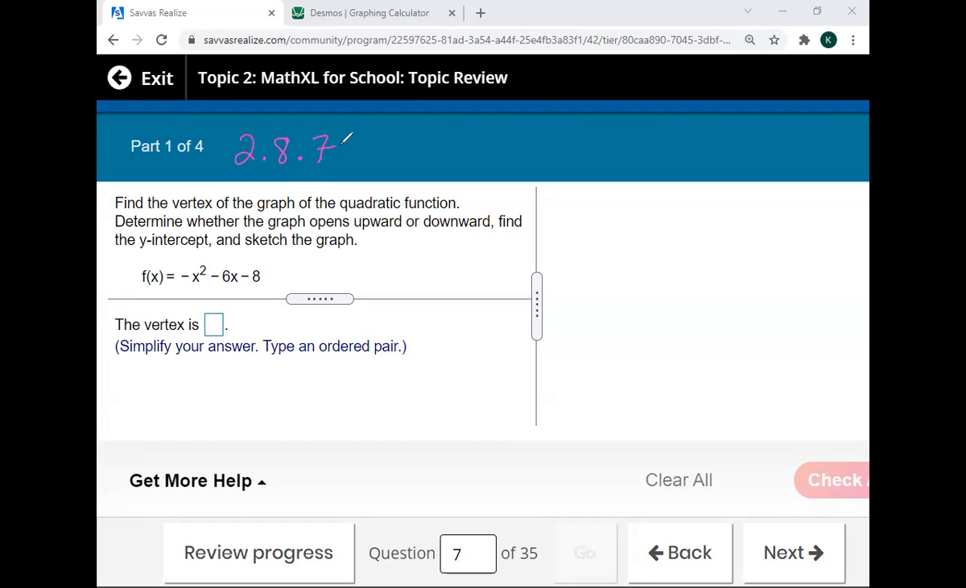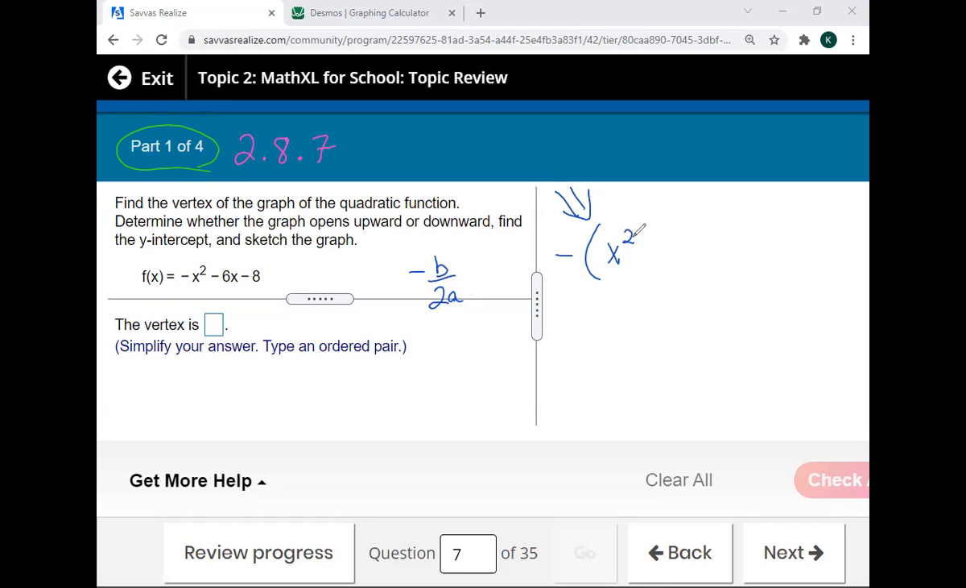2.8.7. Find the vertex of the graph, keeping in mind here that we've got 4 parts to answer. Whew, rough. All right, so find the vertex of the graph of the quadratic function. So if I'm gonna look at this, there's different methods for this. You can do the vertex negative b over 2a to find it. You can do the graphing method to put it in that form.